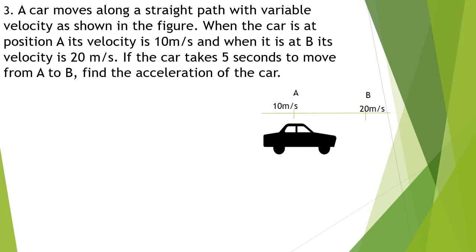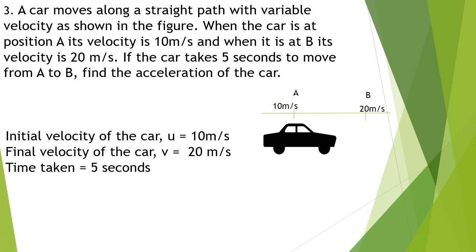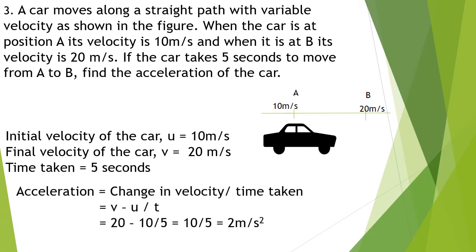What is the initial velocity? Can you say? Yes, the initial velocity of the car is 10 meter per second. And what is its final velocity at the point B? Yes, it is 20 meter per second. And what is the time taken for the change? That is 5 seconds. So directly we can use the equation. Acceleration is change in velocity by time, that is v minus u by t. So we get the answer as 2 meter per second square.